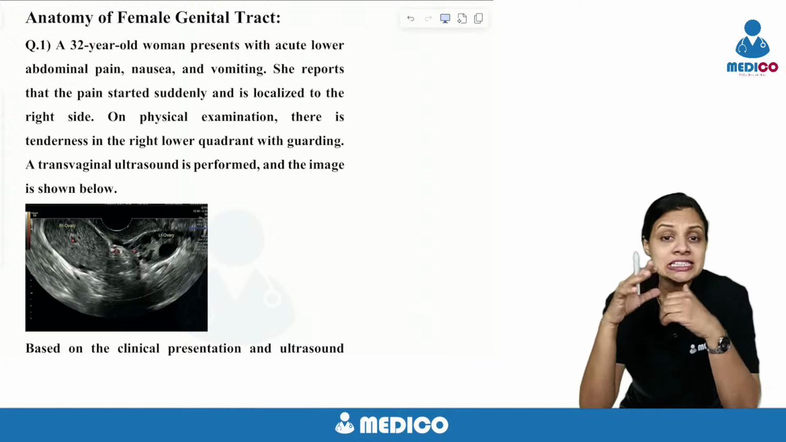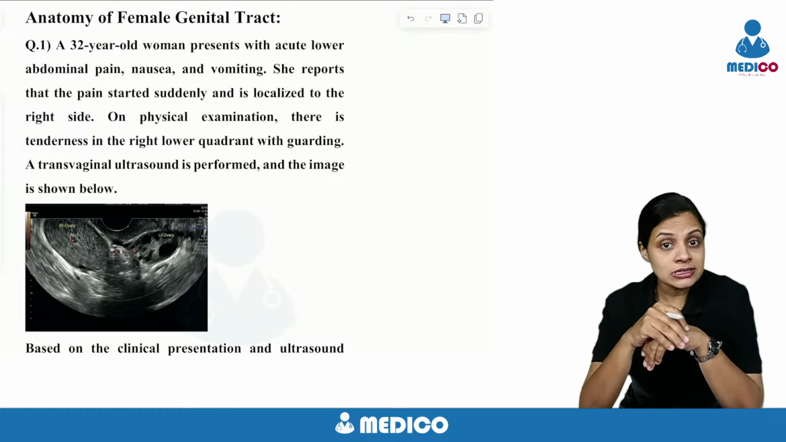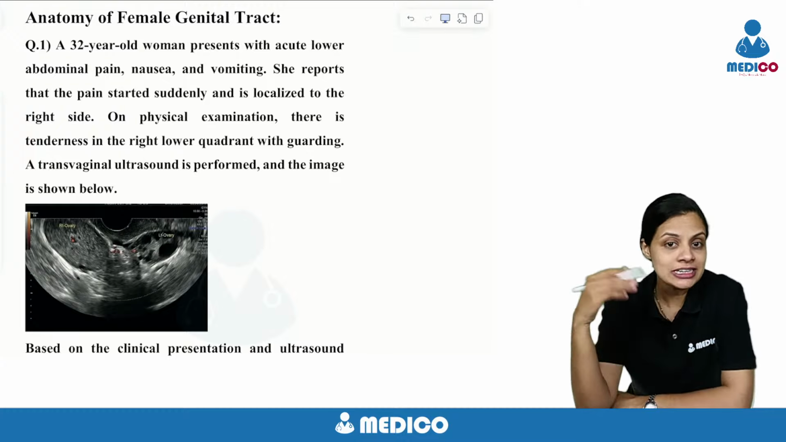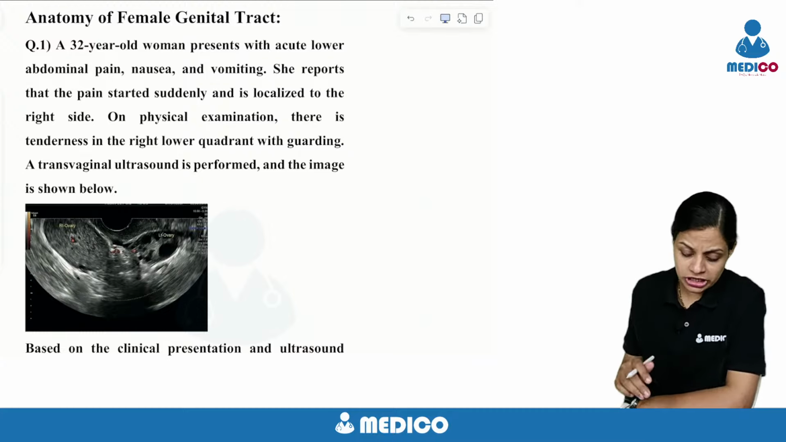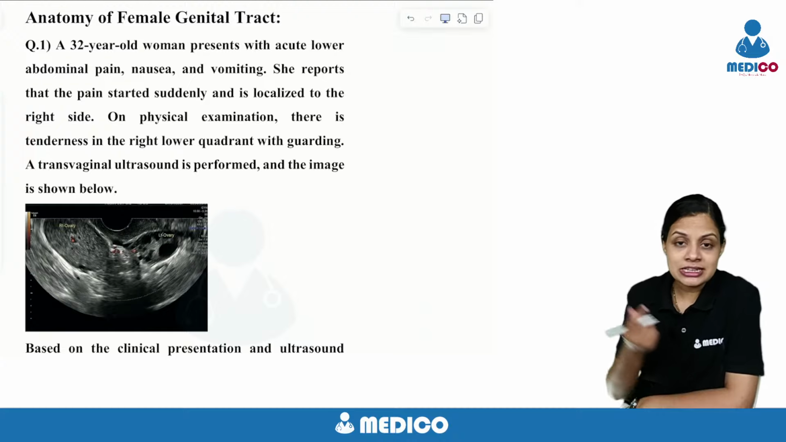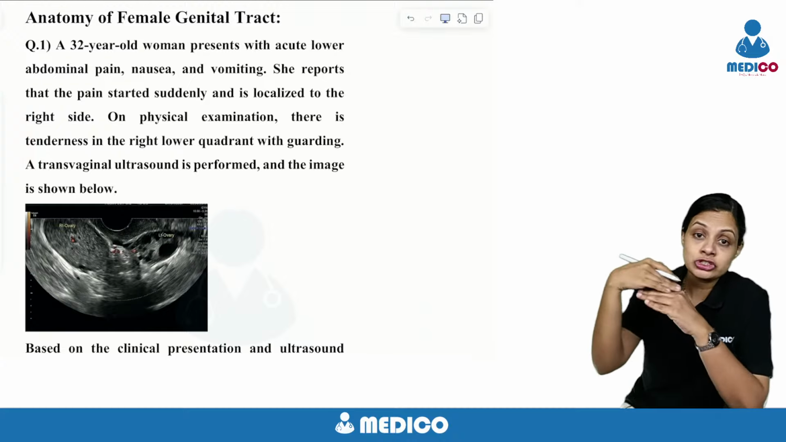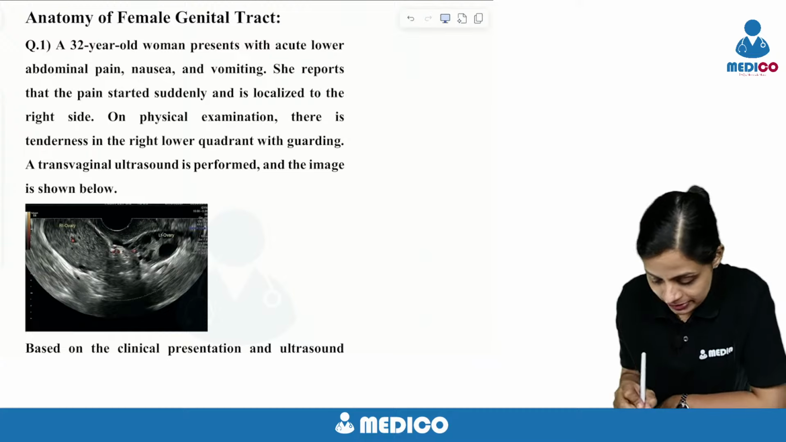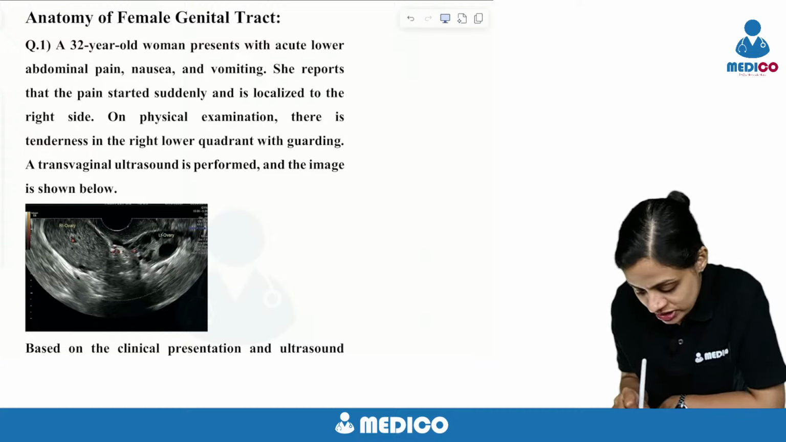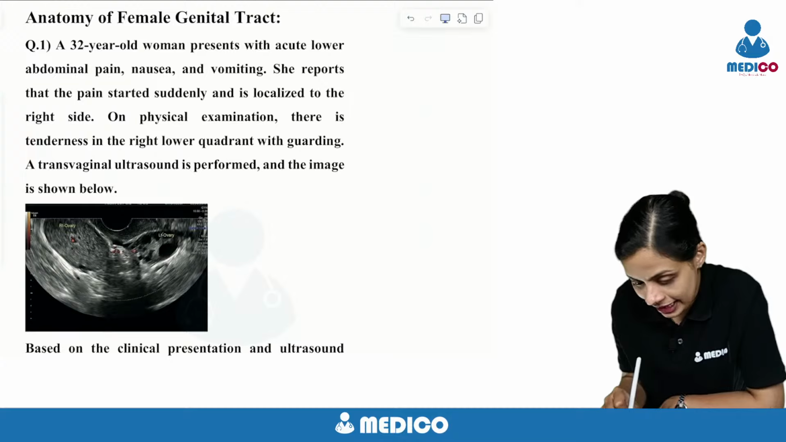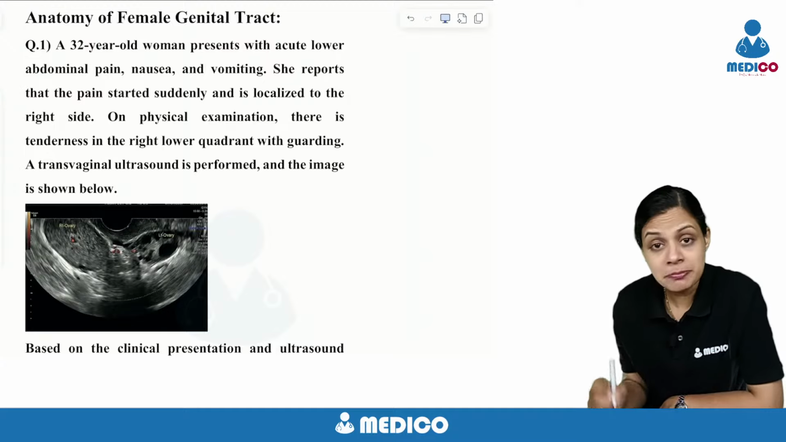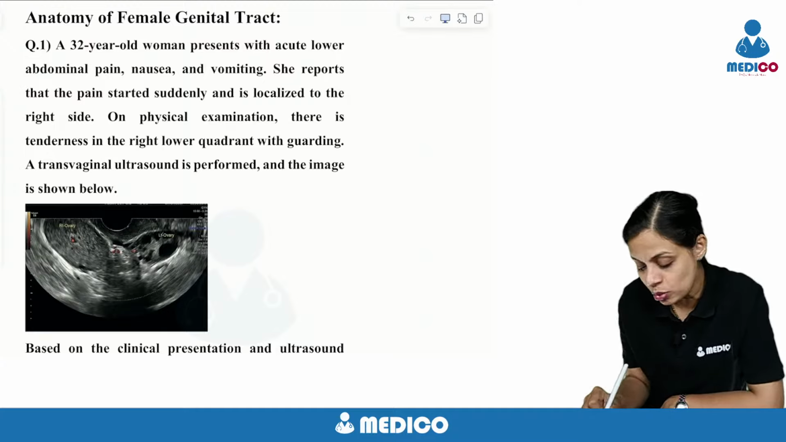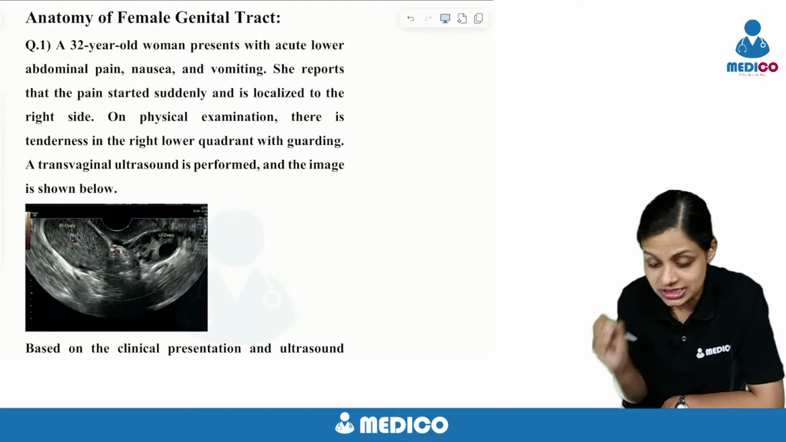Now, what maintains this? You know about the supports of the uterus. We'll come to that in detail in the section on uterine prolapse. But there are a couple of things that you need to know. There are a few ligaments that help maintain this position, that is the position of anteversion. Which is the ligament? The ligament which helps keep the uterus anteverted is the round ligament. Remember, round ligament is a secondary support of the uterus. It keeps the uterus anteverted.